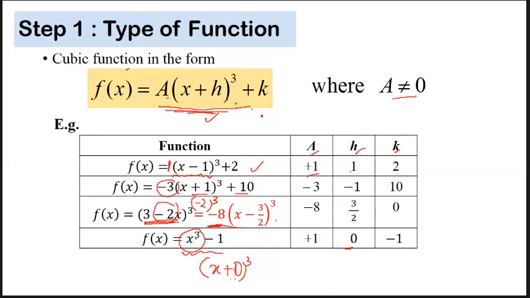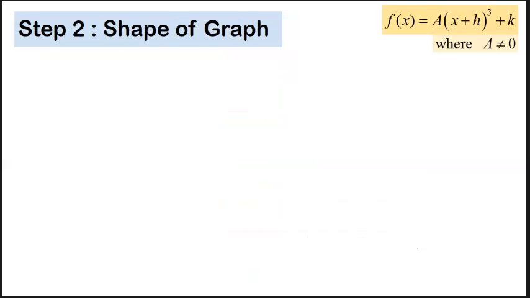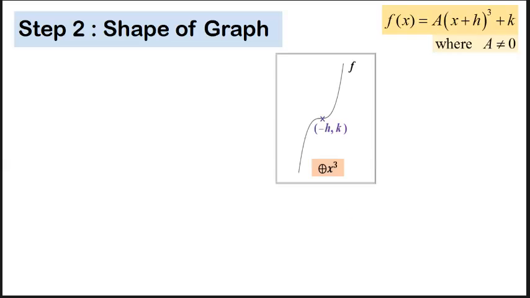So after identifying that it is this type, or I can convert it into this form, then next we want to consider the shape of the graph. So what will be the shape of the graph if I have the (x plus h) to the power of 3 form? It will have a form like this, where in this graph I have an important point here. Later we will discuss it in the third step. Anyway, when the coefficient for x cubed is positive, this is the shape of the graph.